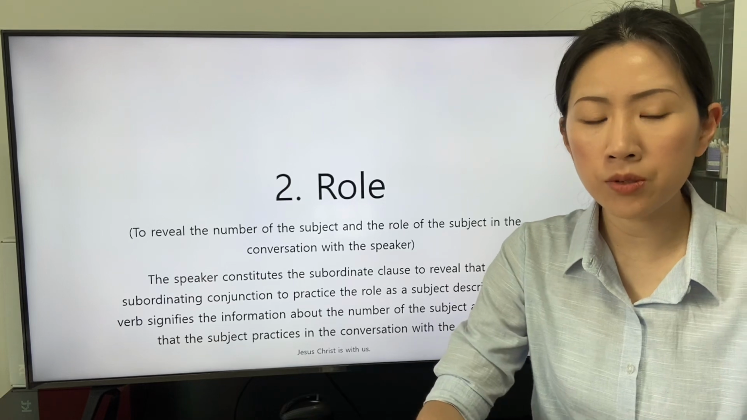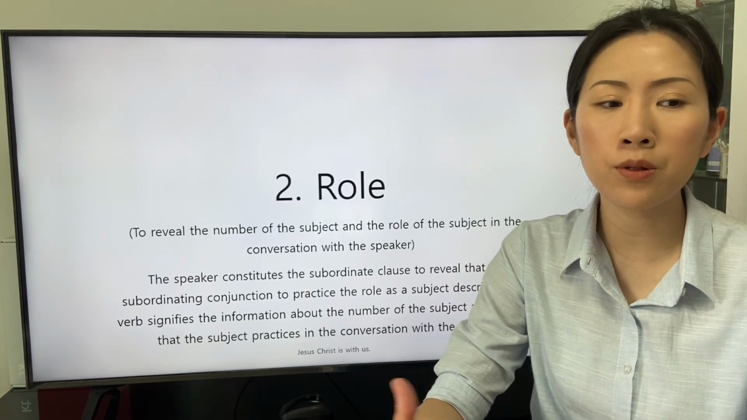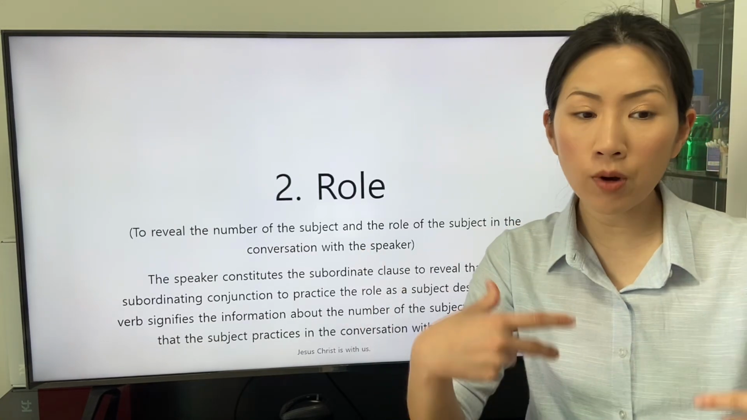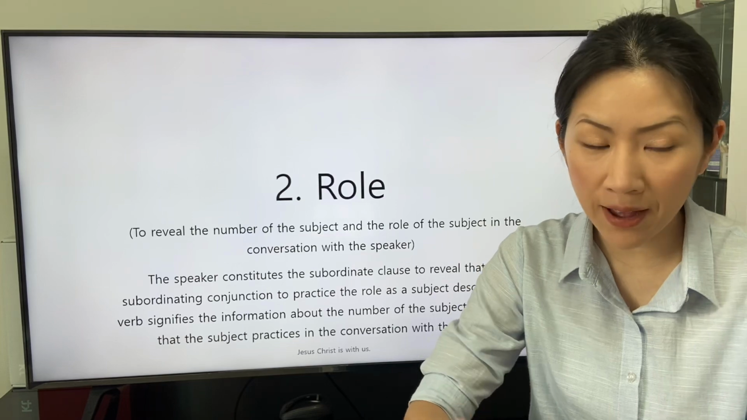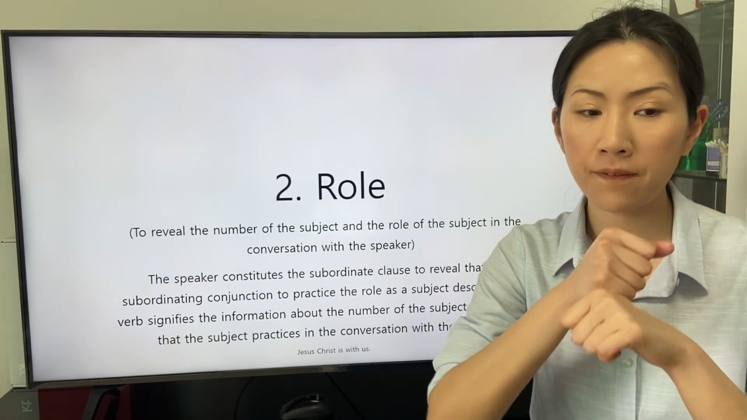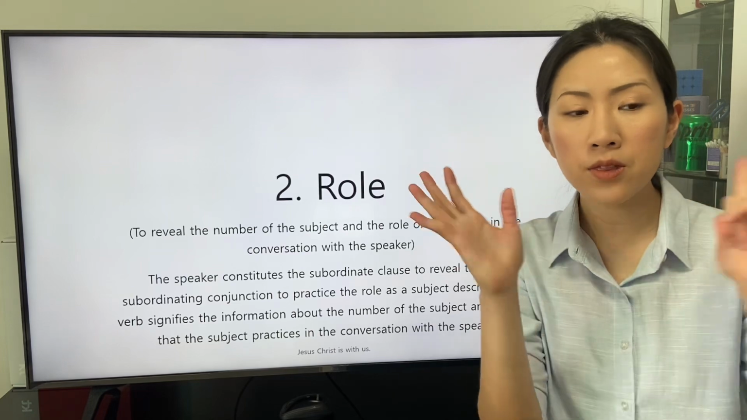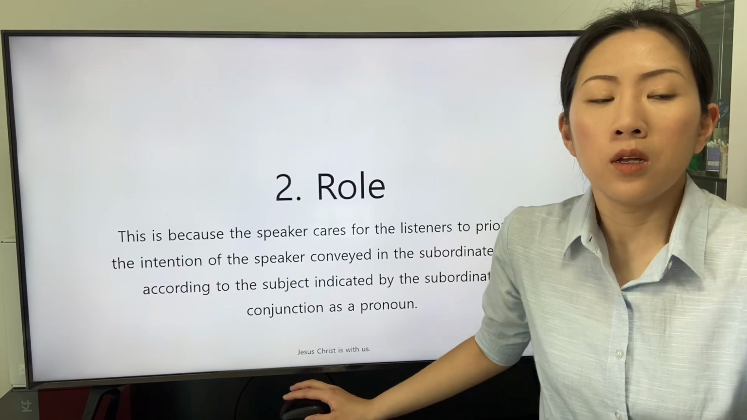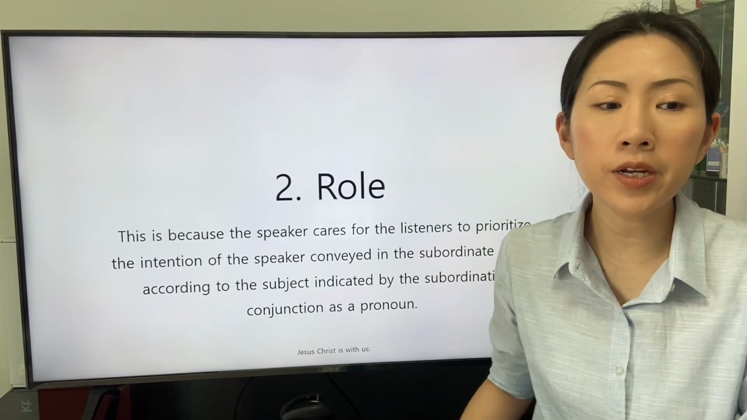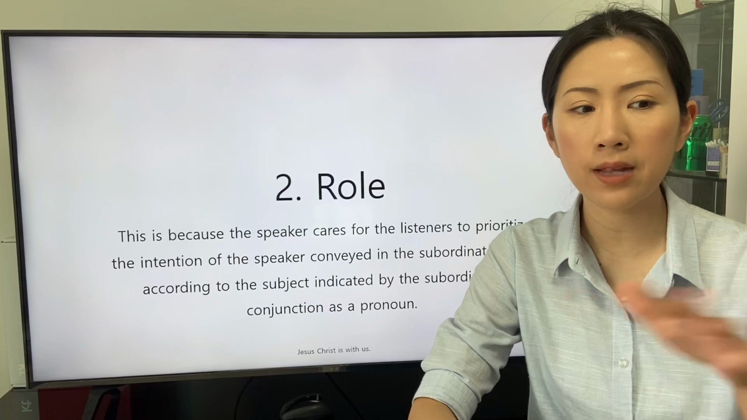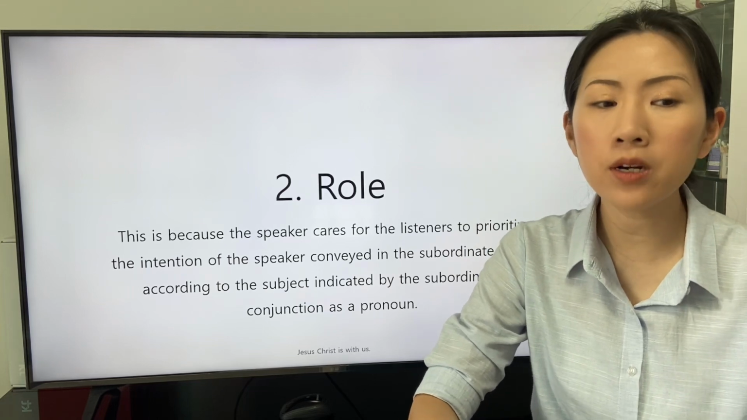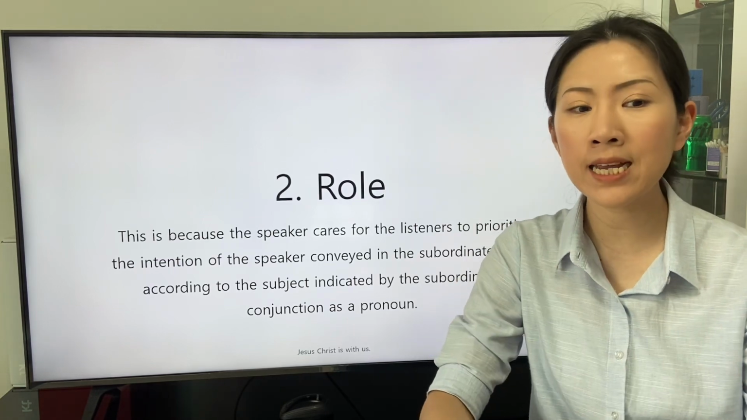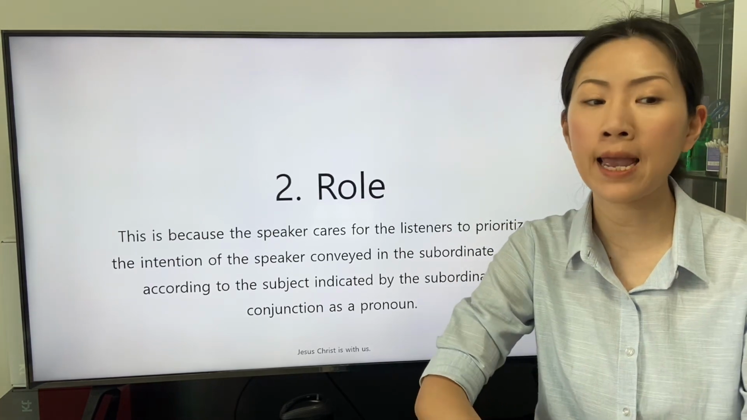The speaker constitutes the subordinate clause to reveal that the subordinating conjunction, practicing the role as a subject described by a verb, signifies the information about the number of the subject and the role that the subject practices in the conversation with the speaker. This is because the speaker cares for the listeners to prioritize the intention of the speaker conveyed in the subordinate clause according to the subject indicated by the subordinating conjunction as a pronoun.